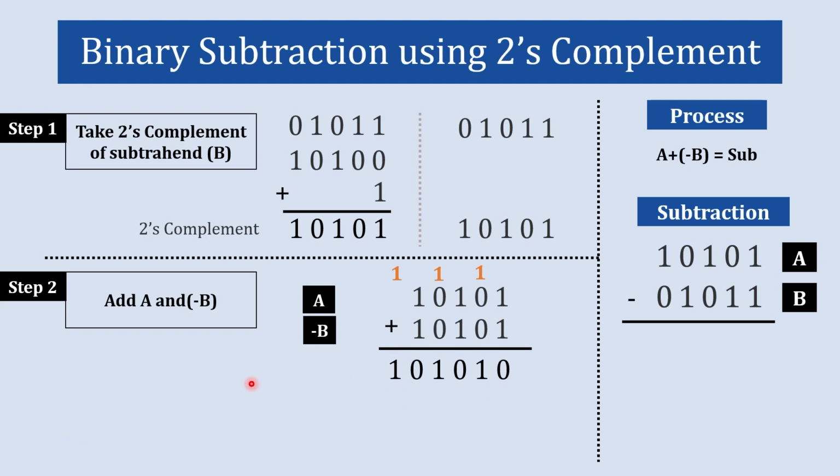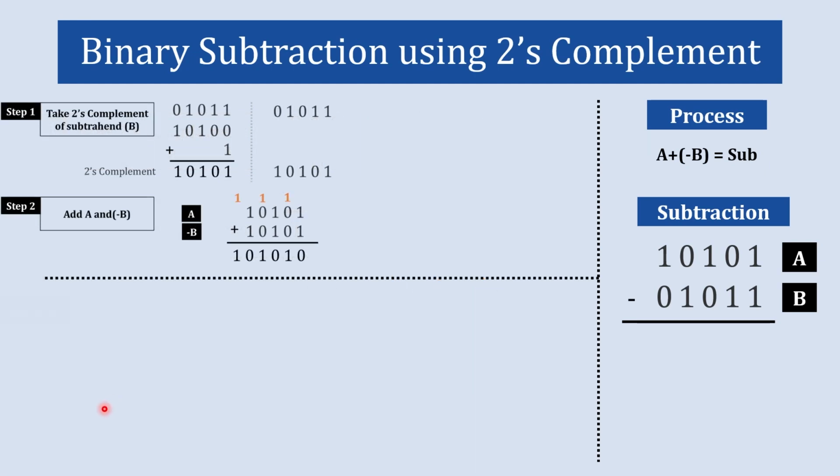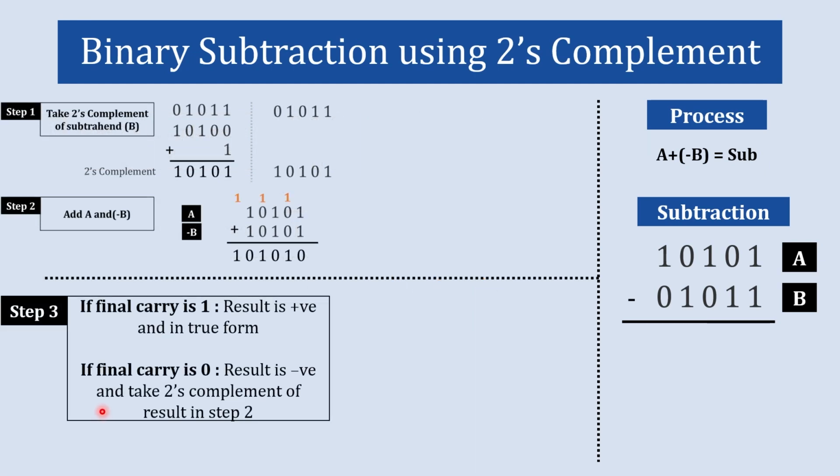Now it's time to jump to step number 3. In step number 3, we have two processes to do. If the final carry is 1, then the result is positive and in its true form. Or if the final carry is 0, then the result is negative, and take the 2's complement of the step number 2 result to get the final answer.